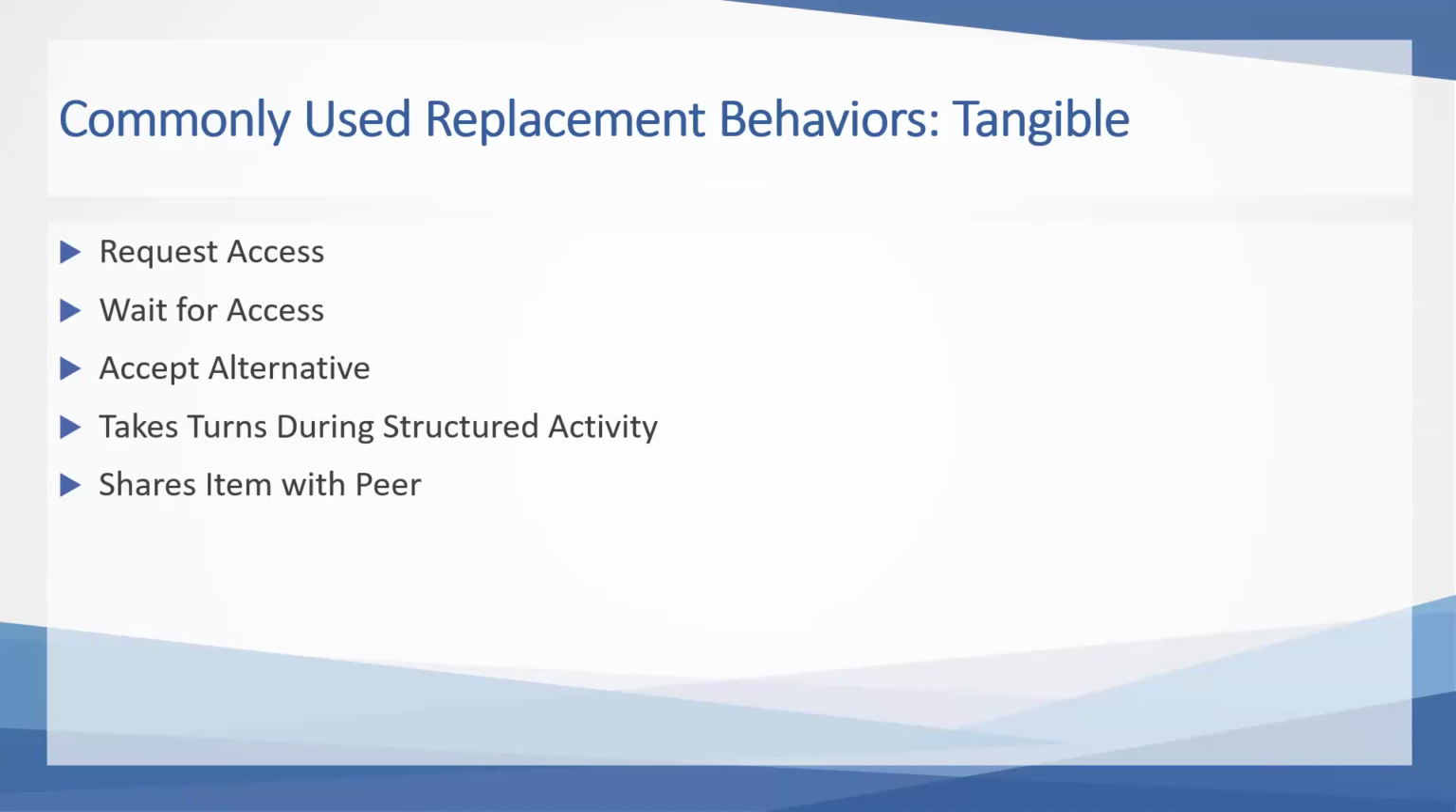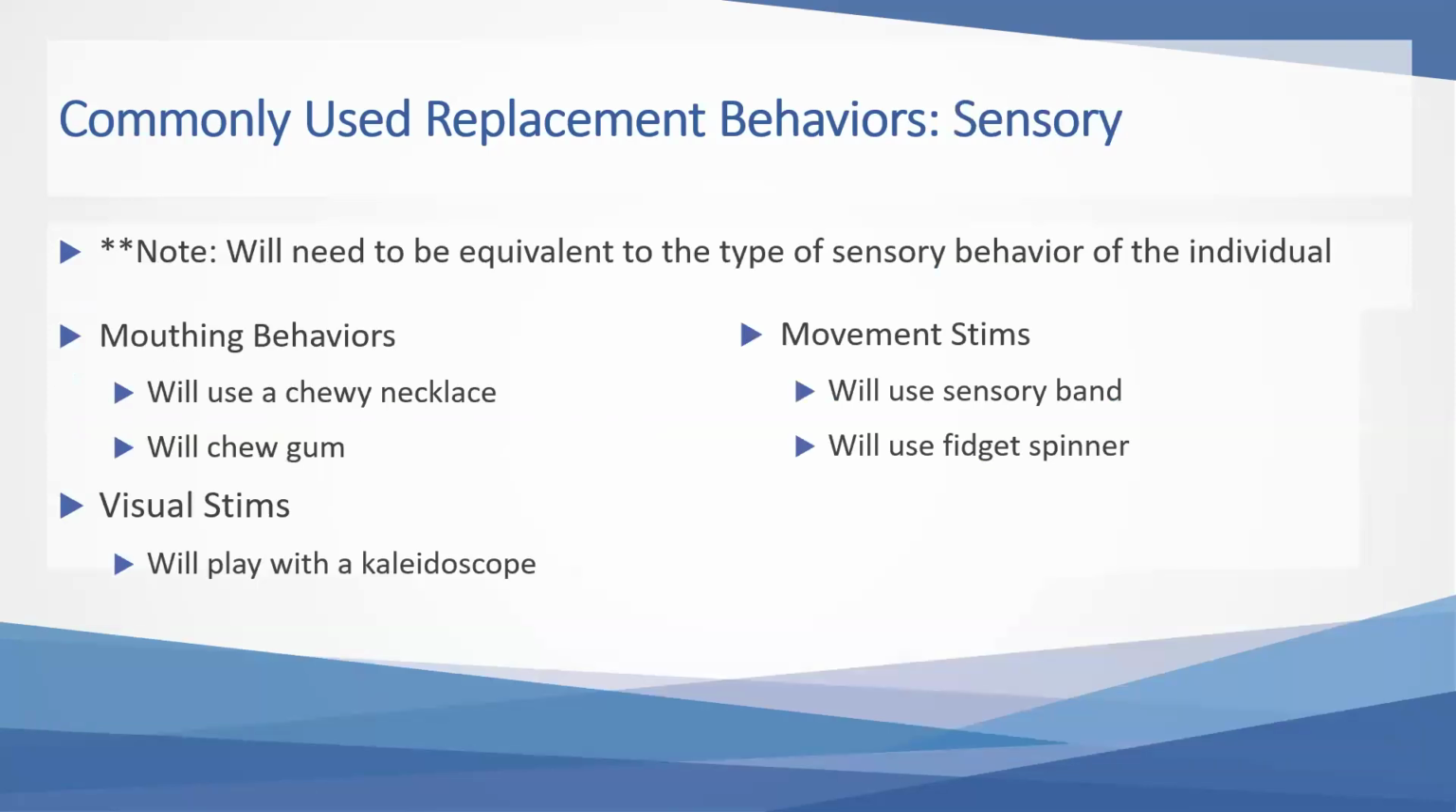Taking turns during structured activities. So taking turns with the ball, taking turns during a board game, and then actually sharing items. So these are just a couple examples of replacement behaviors for the tangible function. With the sensory maintained behaviors, the biggest thing to keep in mind is that the replacement behavior needs to be equivalent to the type of sensory behavior that individual is displaying.